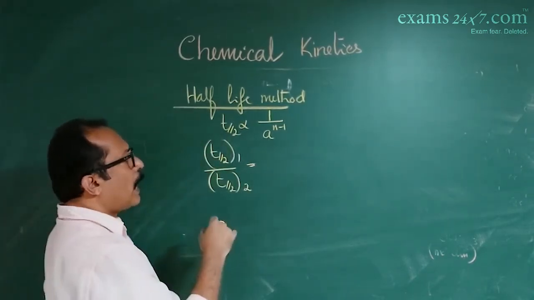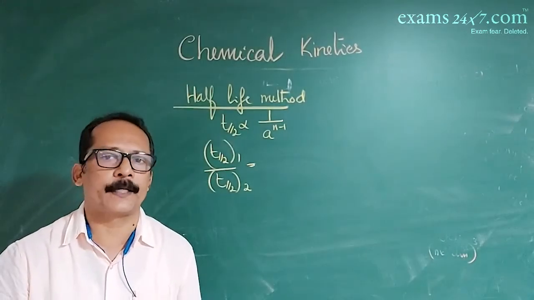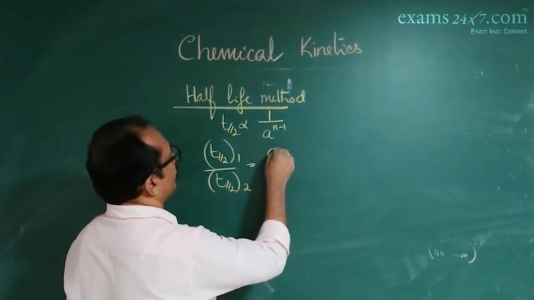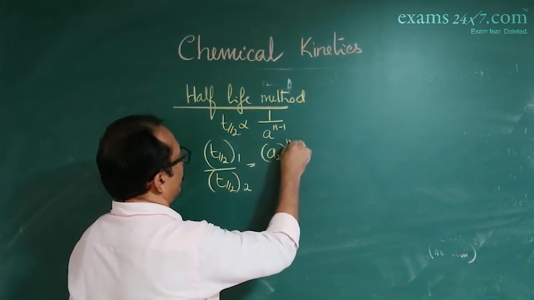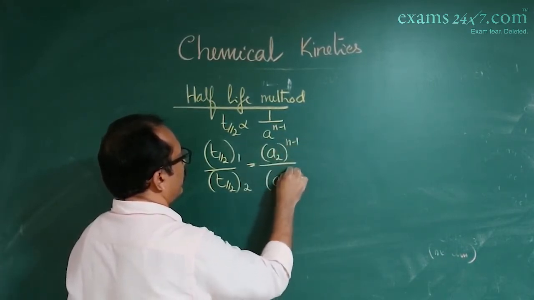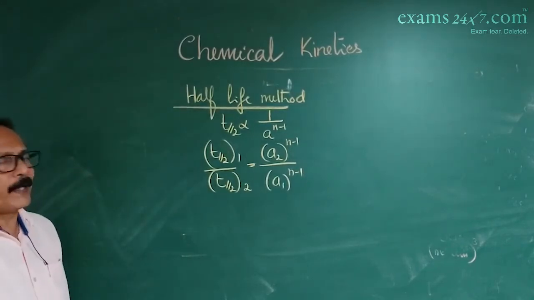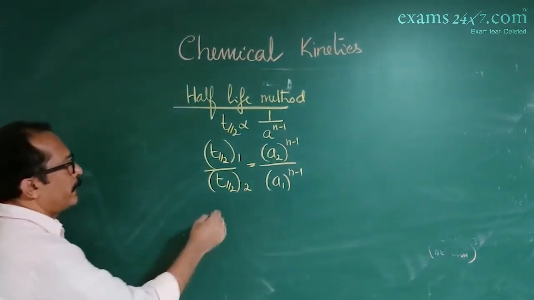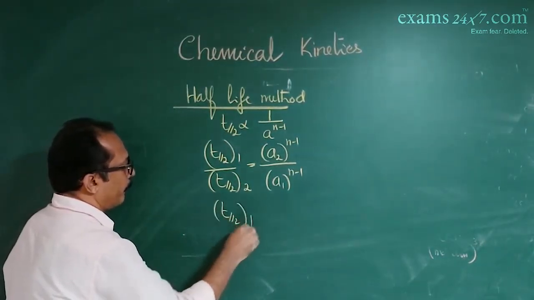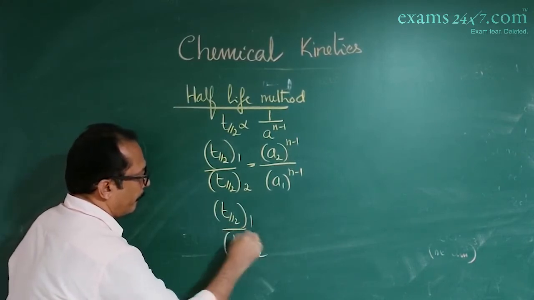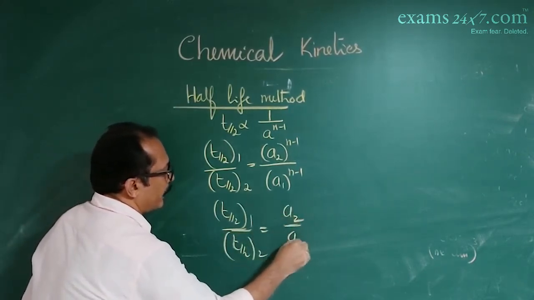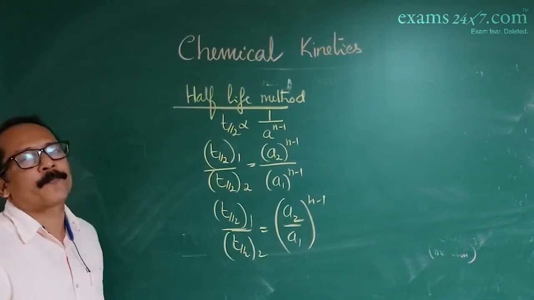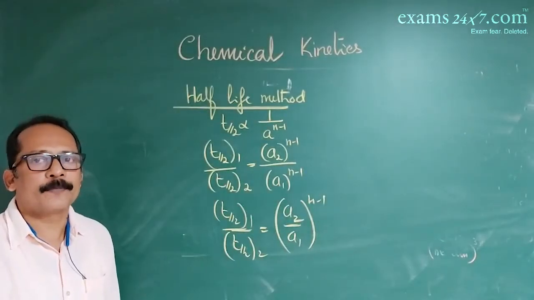A1 and A2 are different initial concentrations. So this is taken as A2 to the power n minus 1, A1 to the power n minus 1. Then you have to substitute the value of n. Or here we can write T of this is A2 by A1 to the power n minus 1. By taking log, you can substitute the value of n. N is nothing but the order of the reaction.